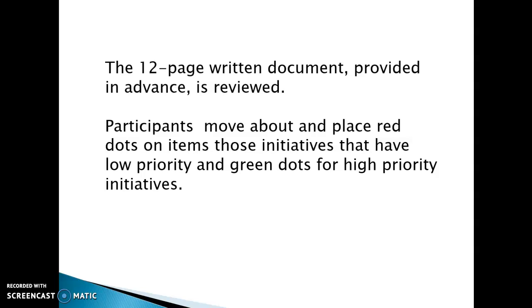And what happened was the participants moved around the room and placed little red dots on the initiatives that they thought had low priority and green dots on those that they thought would have high priority.